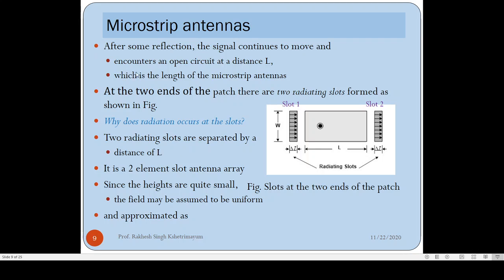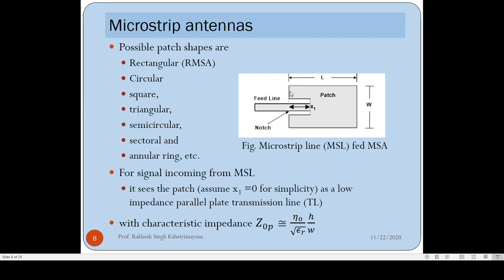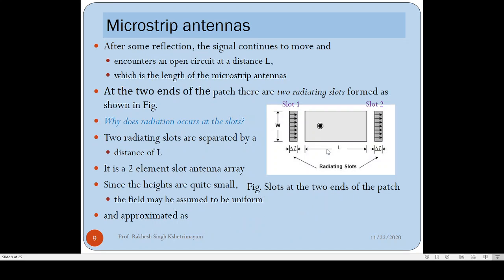As I've already told you, the signal which has come from the microstrip line will see a change in the dimension of the width, from the microstrip line width, let's call it WM, to W. There is a discontinuity here. Again, you have a termination here. Because of that, there will be radiation at this layer and this layer. We call these slot 1 and slot 2. So at this point you have a slot, and you also have a slot here. These two slots will be radiating.